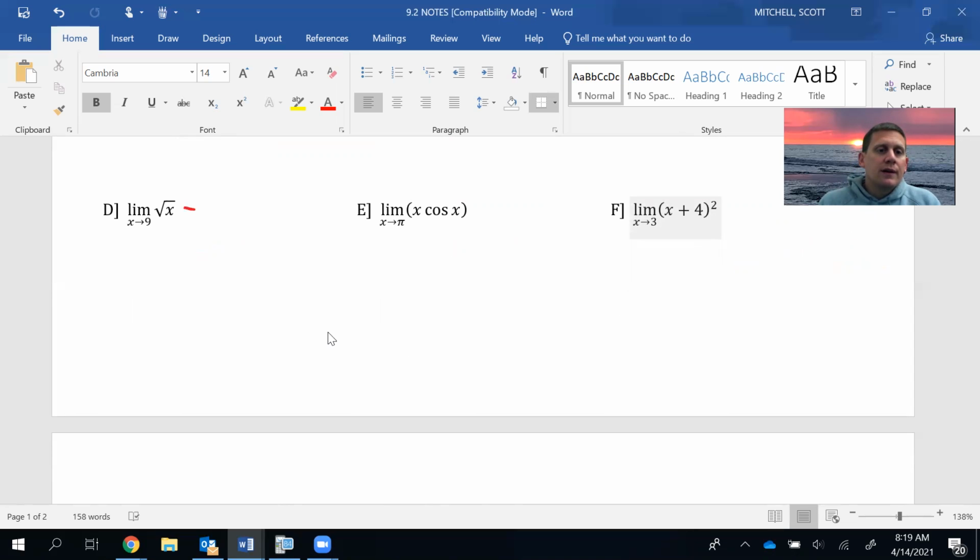Now we're going to plug in 9. You get 3. So we're going to take pi times the cosine of pi. What's the cosine of pi? Using your unit circle concepts, it's -1, so this is negative pi.